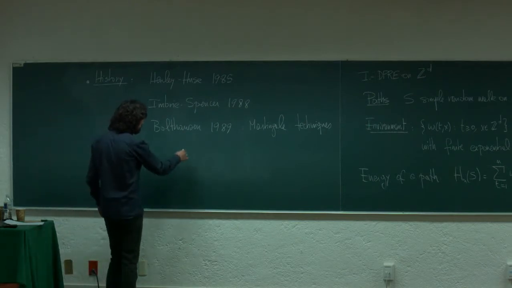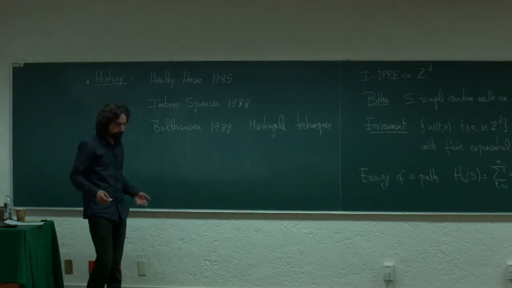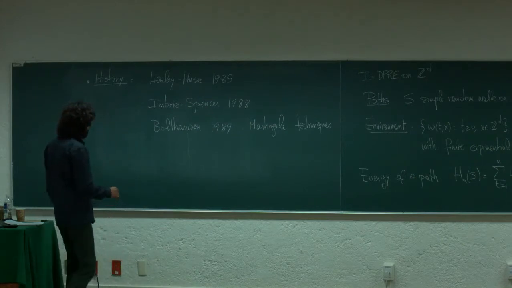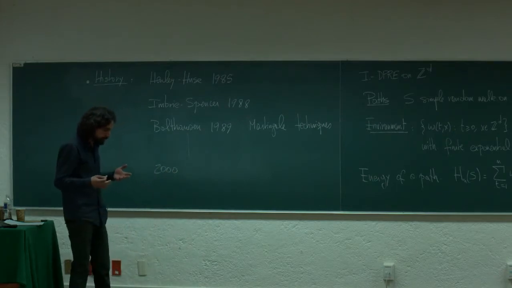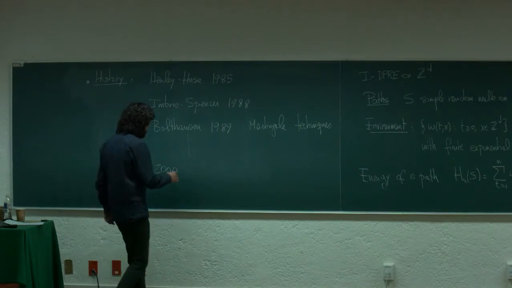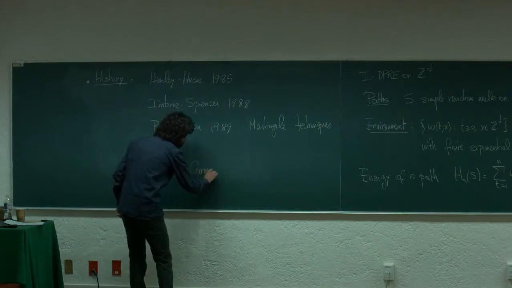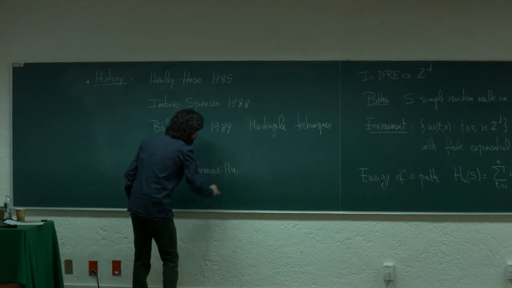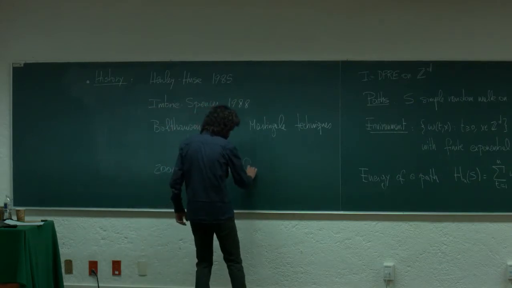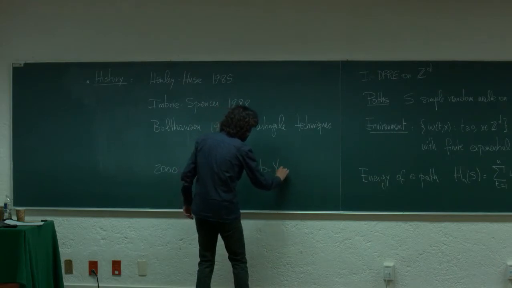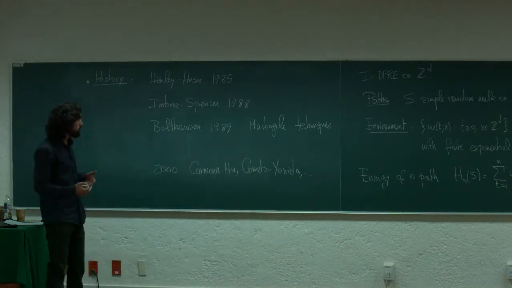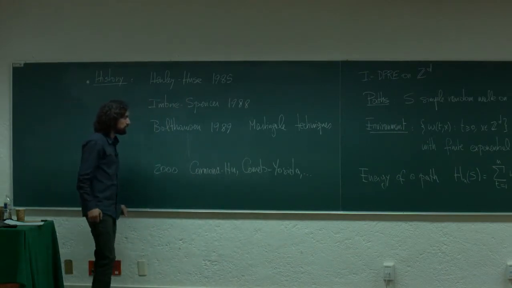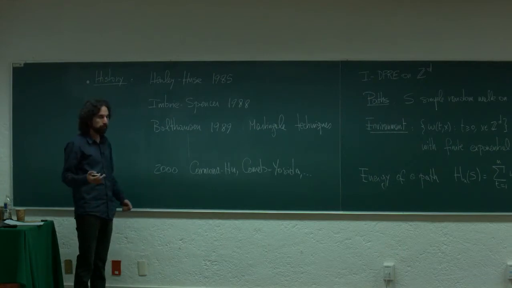Then there was a series of work until the year 2000, and then between 2000 and 2010, I would say there were mainly two teams working on this model. So first, Carmona and Hu, and on the other hand, Comets and Yoshida, who elucidated the phase diagram of the model. So we have a pretty good understanding of the model.